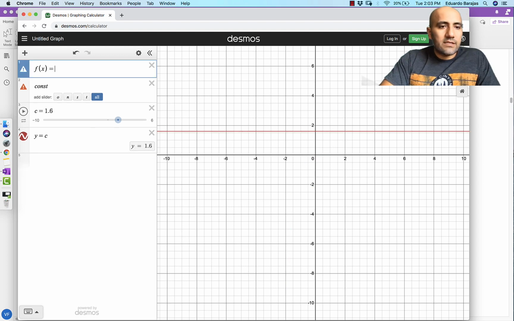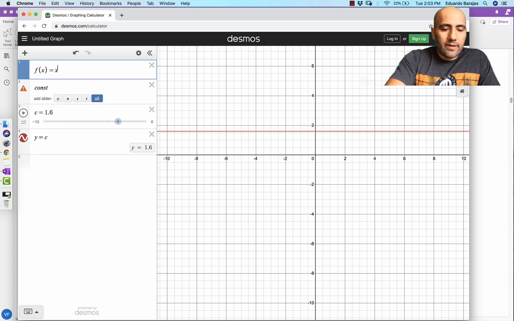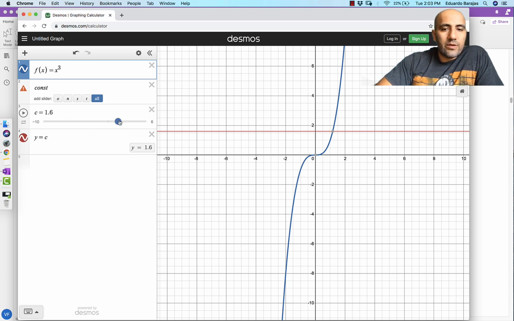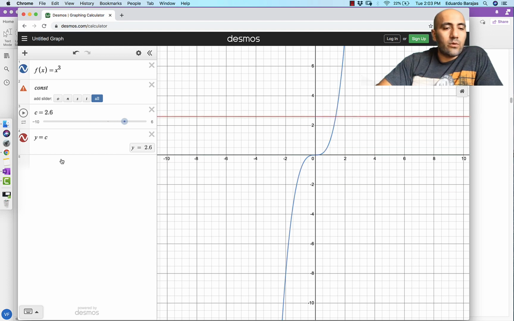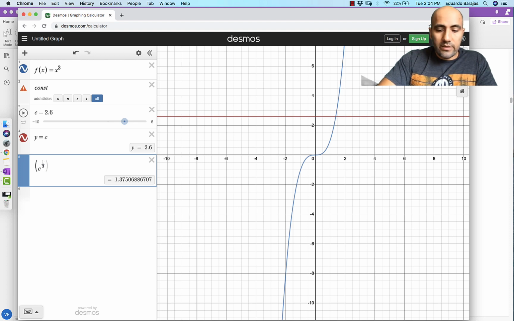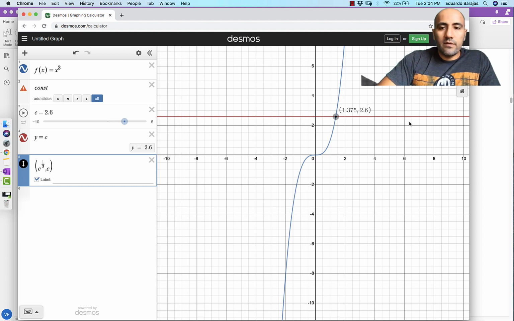Okay, so we can come back here to Desmos, and we can change it to x to the power of 3. And here we have the graph of x to the power of 3, or x cubed. So hopefully that's a familiar shape. And then we can sweep around this line, and you see it only touches it at one spot. Let's identify that point. That should be c to the 1/3. Don't worry about how I'm getting this right now. We'll deal with that later. So this is equal to this. Label it. There it is. So here's the spot at which it's touching.